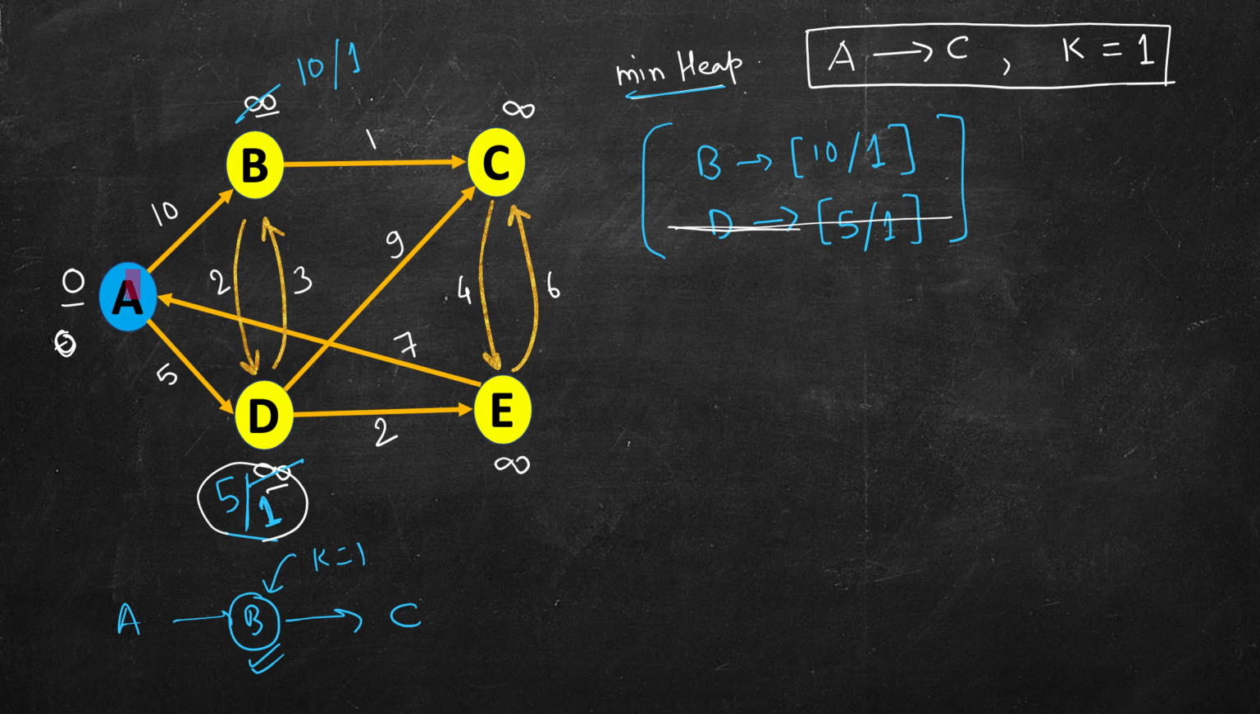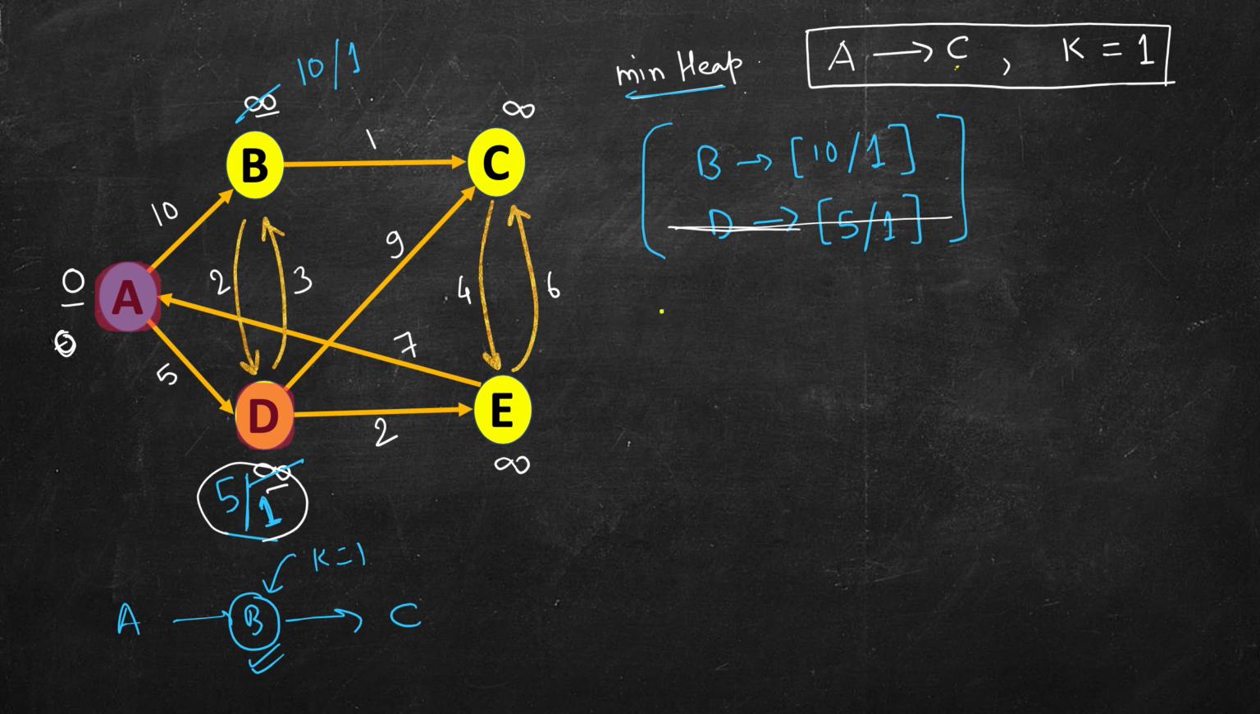So let me color it. A was finalized when we popped it out. Now D is the minimum. So D's distance is final from the source. So when we pop out, we also check whether we have reached the destination. If we have reached the destination and this length is final and this is well within the k, then we return it. So D is not C.